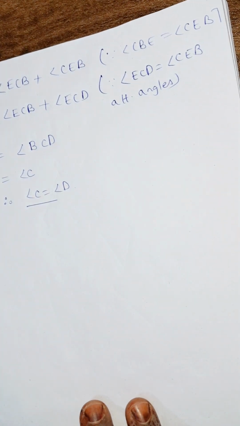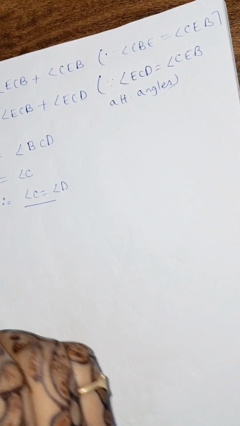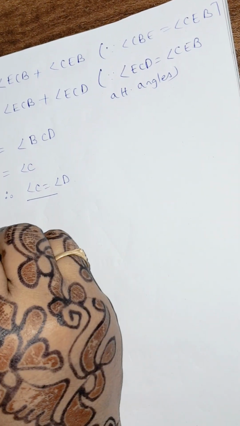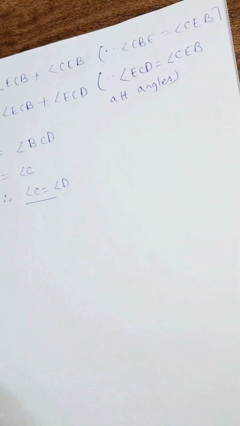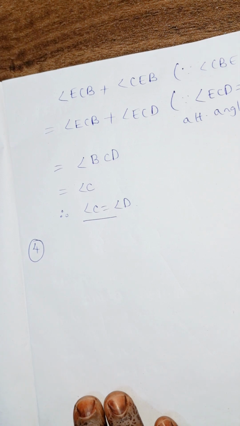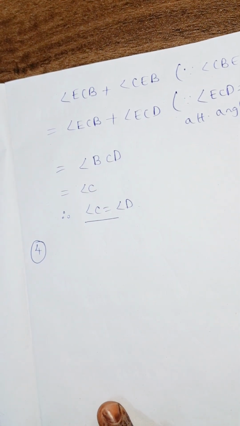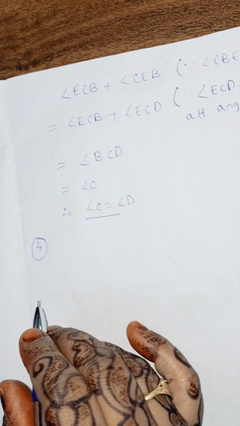So like this you have to calculate that question. Okay. Next is your question number 4. The four angles of a quadrilateral are in the ratio 1:2:3:4. Find the measure of each angle of the quadrilateral.